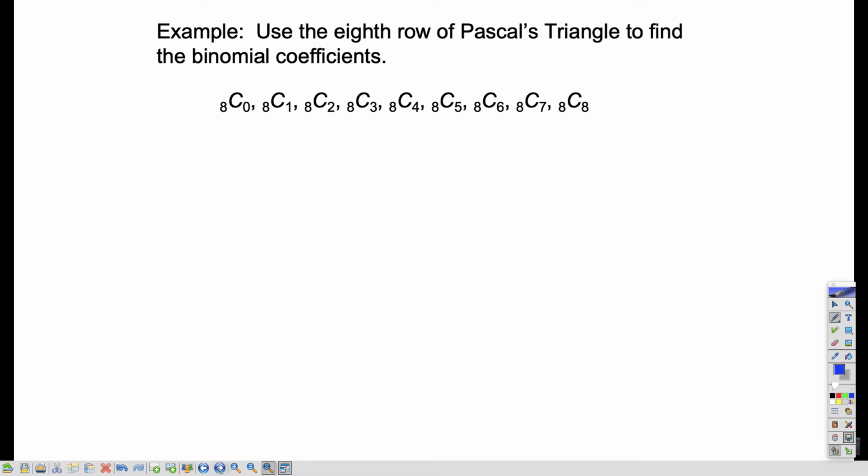It says, use the 8th row of Pascal's triangle to find the binomial coefficients. Well, we did this, yes? It was 1, 8, 28, 56, 70, and then 56, 28, 8, 1. Is it always going to be a mirror image? Yes, always. So it's just showing you that you can use the formula or you can use Pascal's triangle. If I gave you the choice, which one would you probably use?